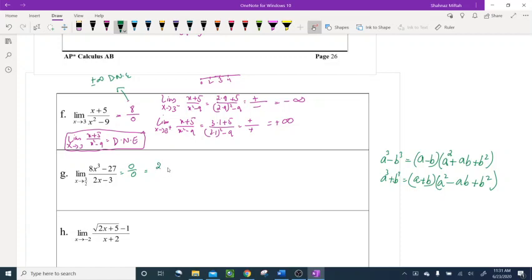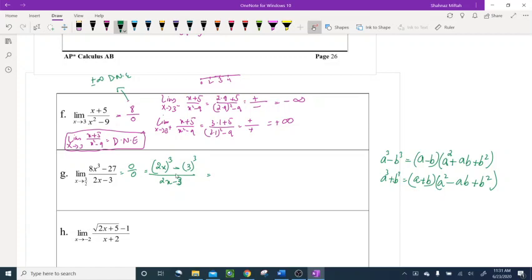2 times 2 times 2 is going to give me 8. So 2x cubed minus 27; 3 times 3 is 9, 9 times 3 is 27, so it's also a perfect cube, over 2x minus 3, which stays as it is. Now it looks like this, so I can easily solve that.